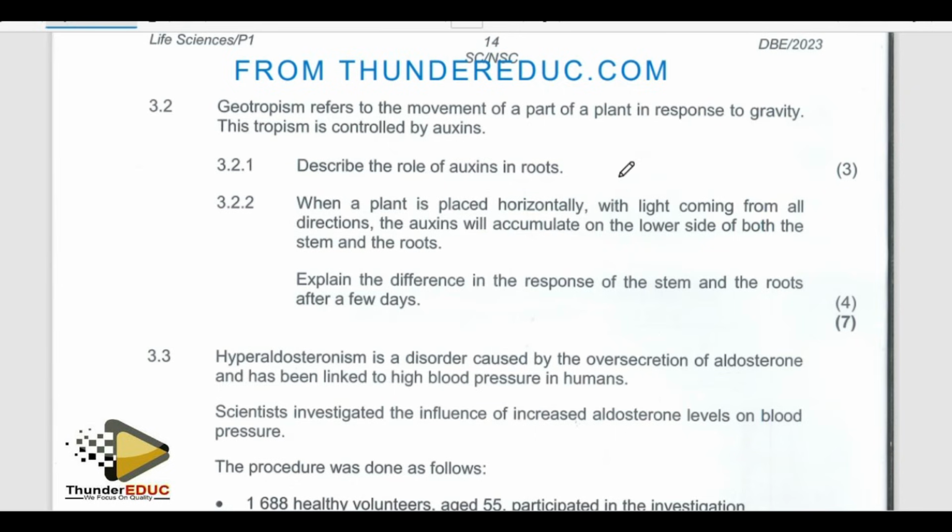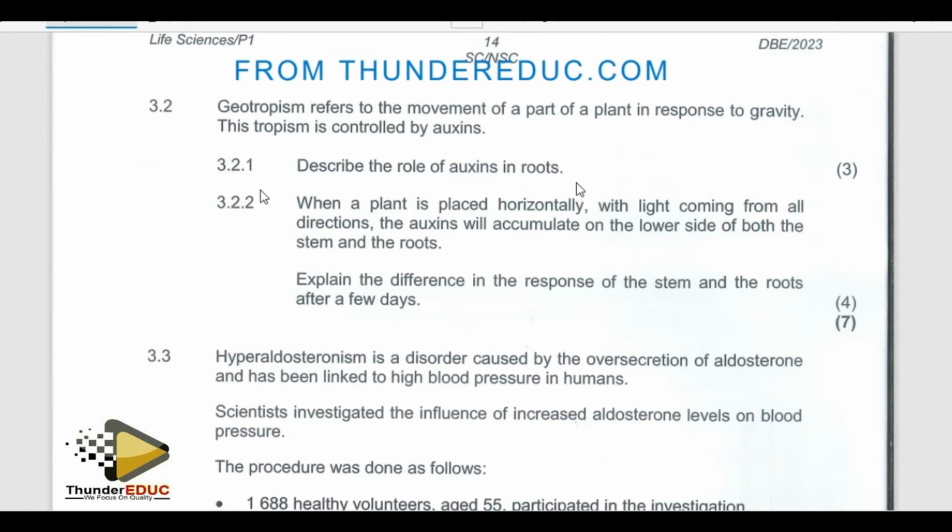Describe the role of auxins in the roots. Basically, auxins are found at the tip of the root. And auxins bring about growth. So the first role is it brings about growth. But how does it bring about growth? The part which has a high concentration of auxin will inhibit growth. So basically, that's what you talk about, meaning that the part which has a low concentration of auxin will grow faster, and then bring about the bending action of the root.